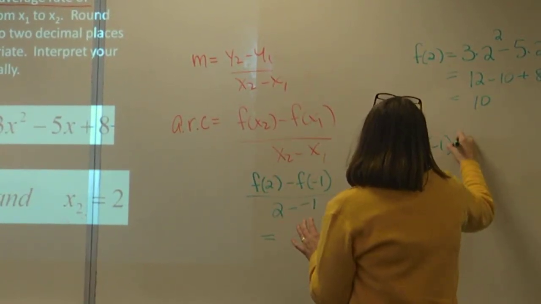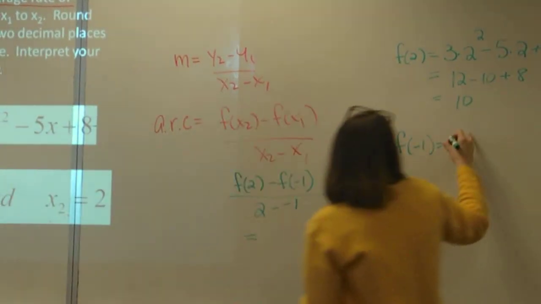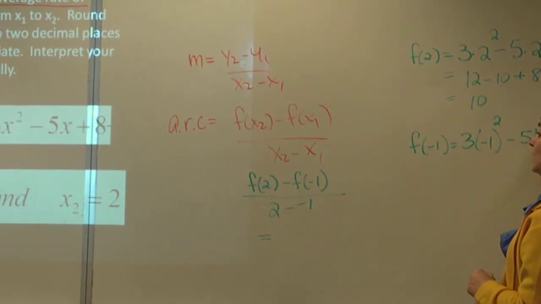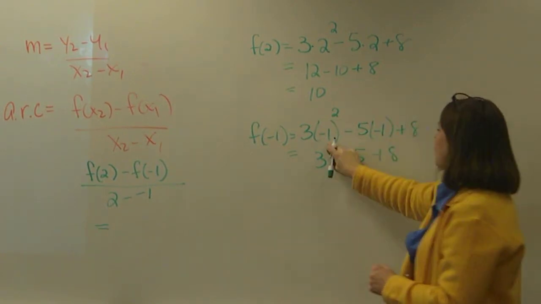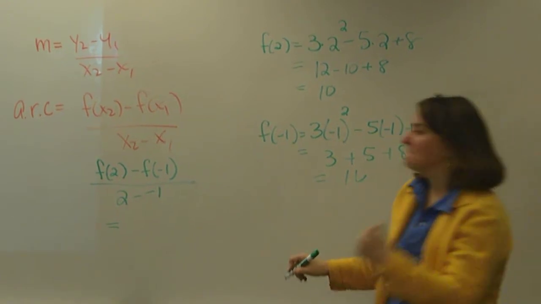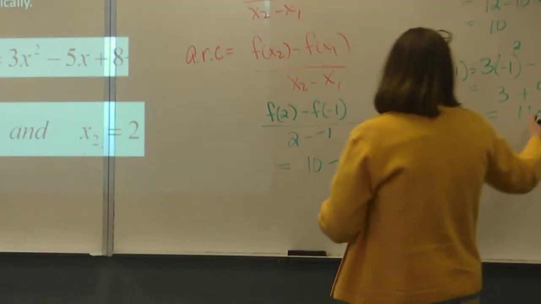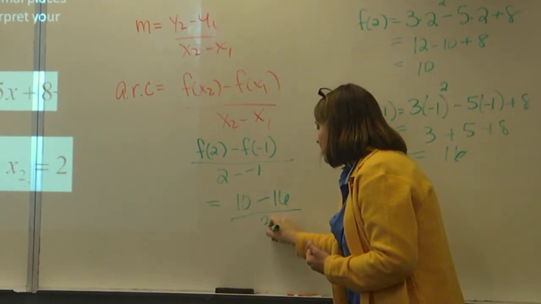F of -1. -1 here and here. 3 times -1 squared minus 5 times -1 plus 8. 3 plus 5 plus 8. 16? So f of 2 is 10. F of -1 is 16. 2 take away -1 is 3.